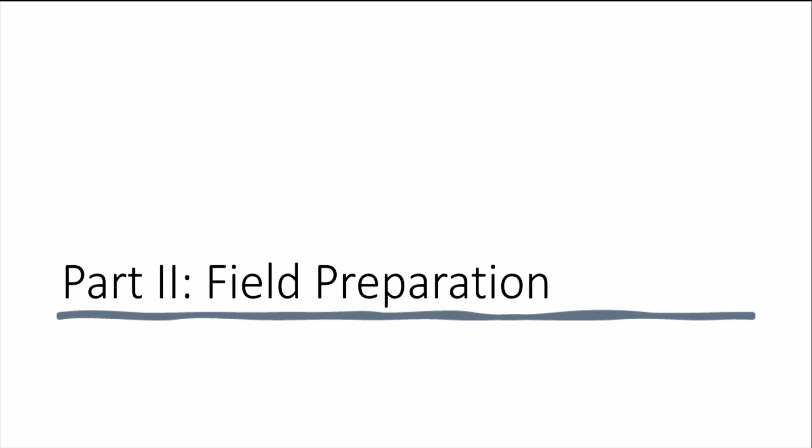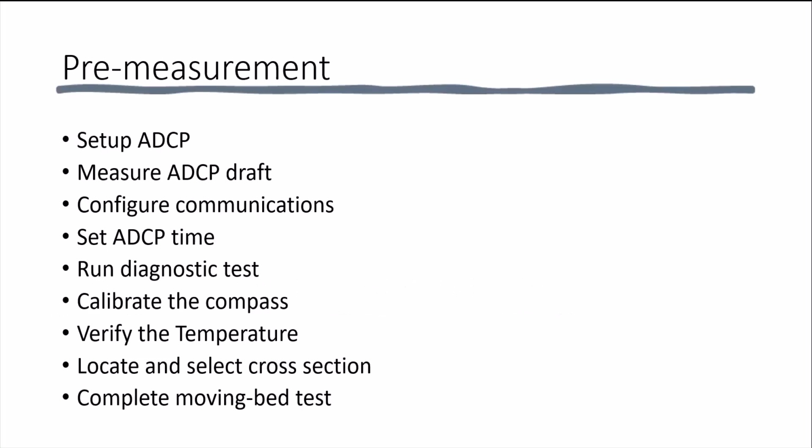Next, field preparation. Before you begin collecting discharge transects, it is important to follow these pre-measurement steps. Set up the ADCP, measure the ADCP draft, configure and check communications, set the ADCP time, run a diagnostics test, calibrate the compass, verify the temperature, locate and select a good cross-section, and complete a moving bed test. We will discuss each of these in more detail in the next slides.